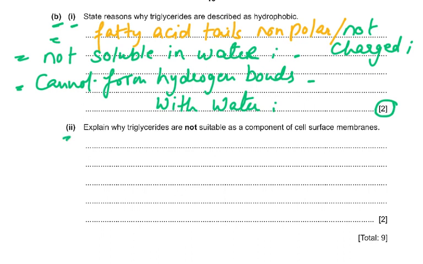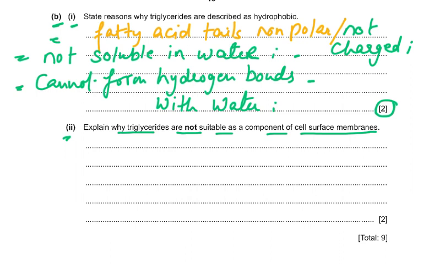Then coming to part 2, explain why triglycerides are not suitable as a component of cell surface membrane. Now, in order to answer this question, you've got to understand how the cell membrane is made up. It's a phospholipid bilayer, but there's no phosphate here. There's no phosphate head. So there's no hydrophilic, polar, or phosphate head here to interact with the water on the outside. Every cell has fluid outside it, a watery medium outside it.